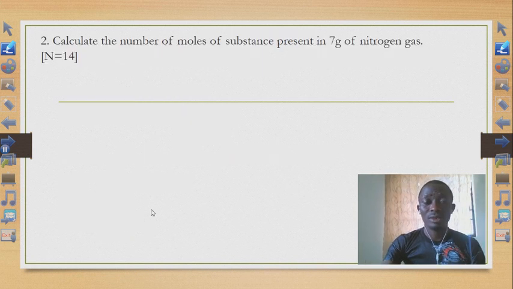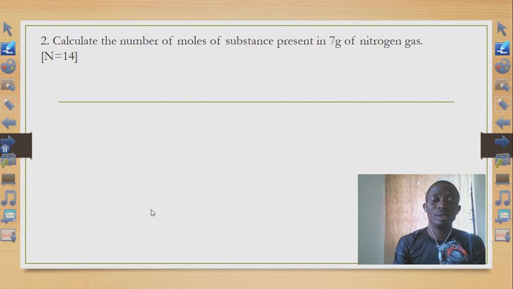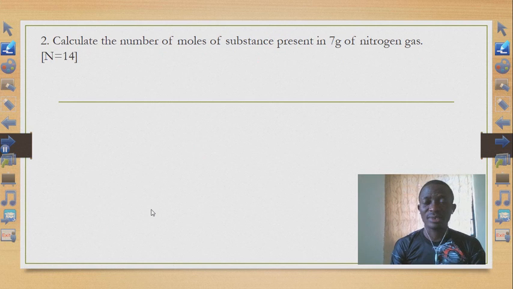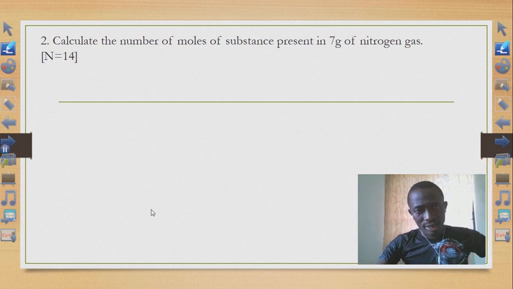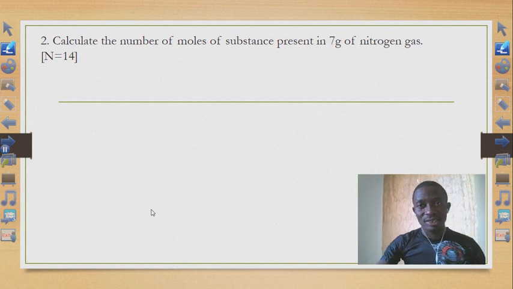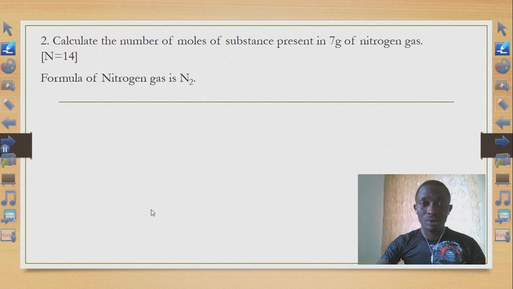0.714. Go ahead to look at the second example, still under mole in terms of formula, and that is: calculate the number of moles of substance present in 7 grams of nitrogen gas. You've been given that the relative atomic mass of nitrogen is 14. So like I said earlier, the first thing you do is write the formula of the substance. Nitrogen gas is a diatomic gas, so it is written as N2. That is the very first thing to do.